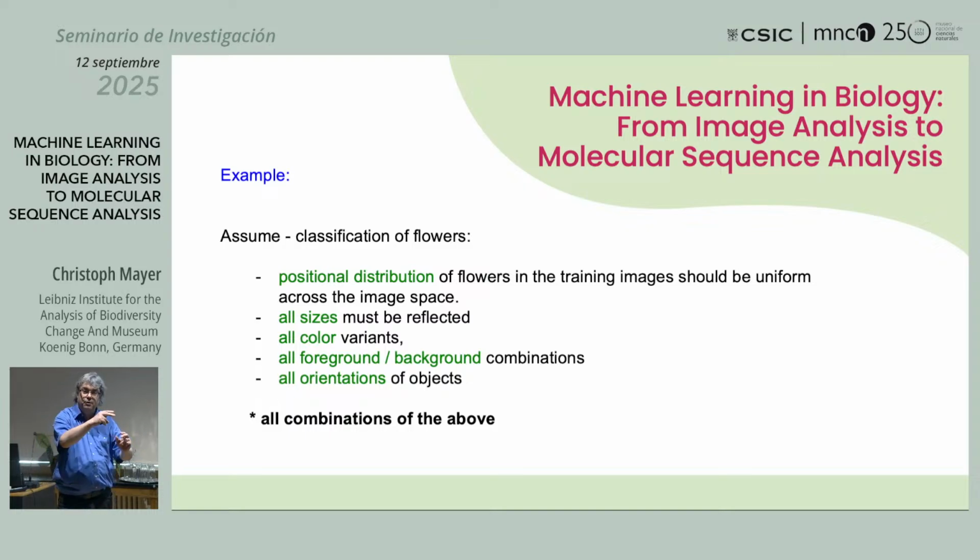For example, if all flowers look to one side and we want to predict them and they look to the other side, that might not work. So we have to have all orientations. And then we have to have all combinations of the above. That's also important. And that's how our training data has to look.